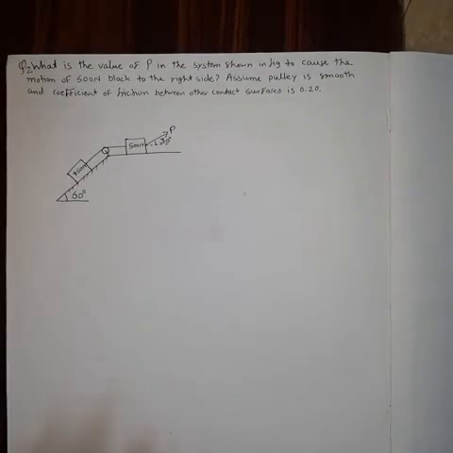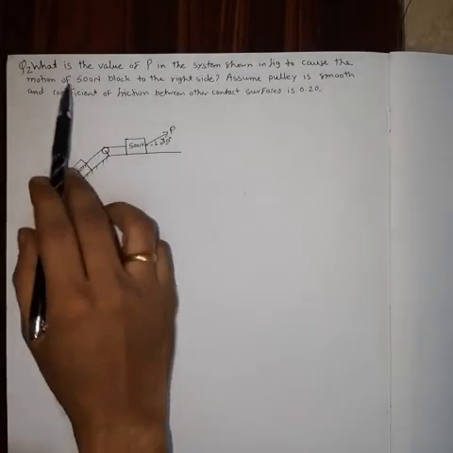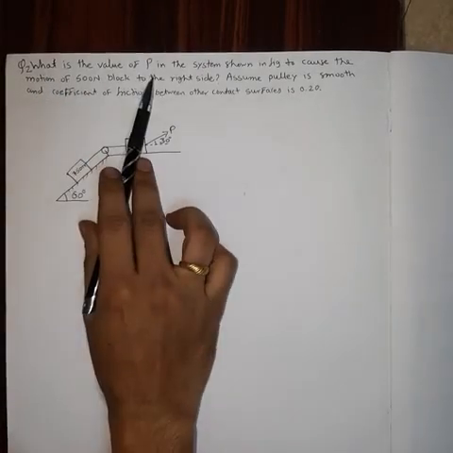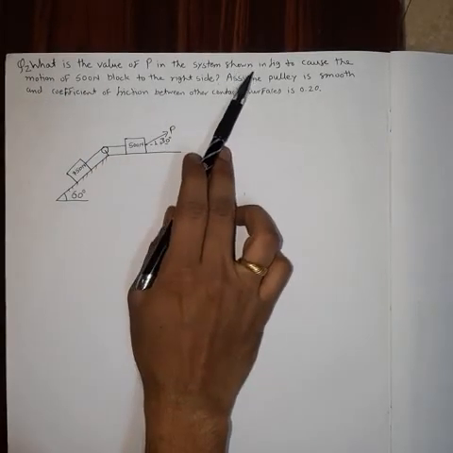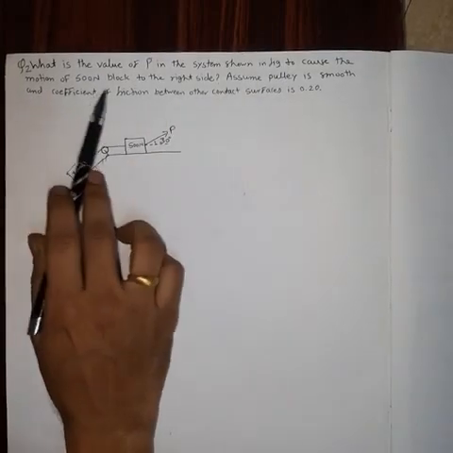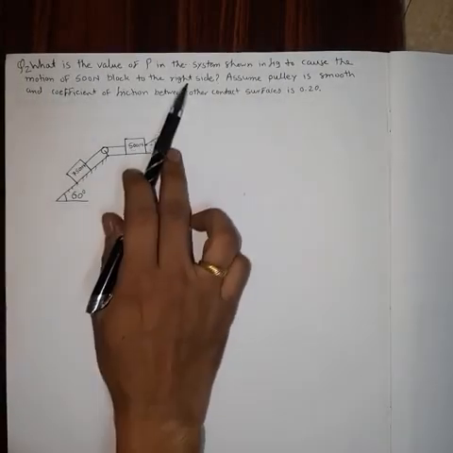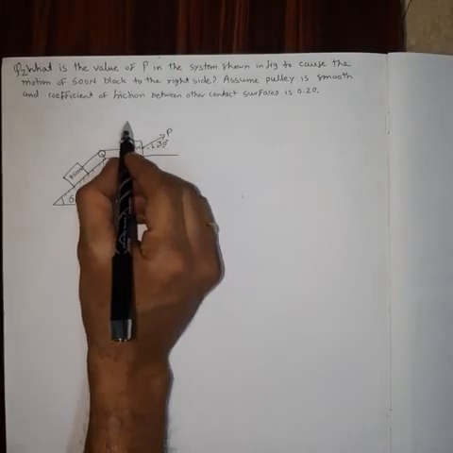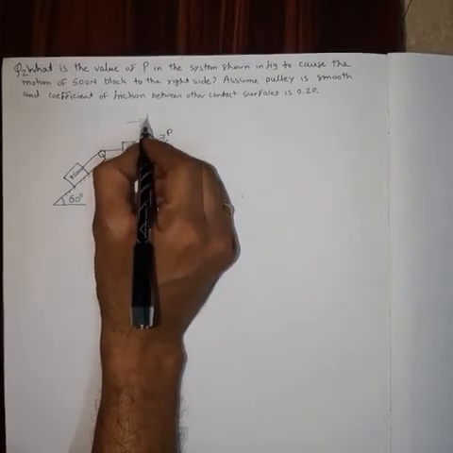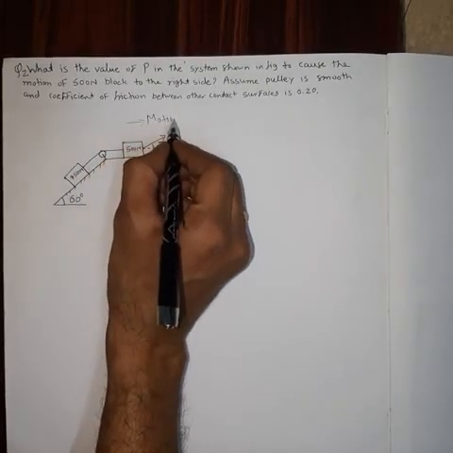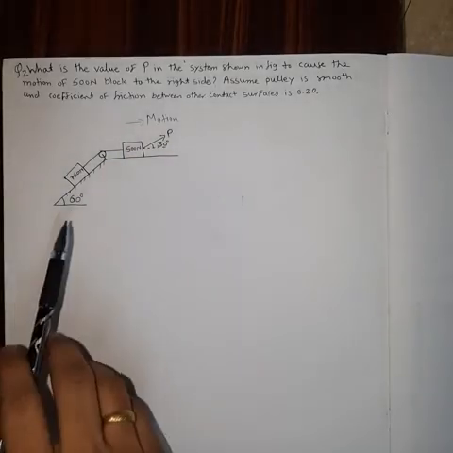Okay, we'll solve this numerical. I read the question: what is the value of force P in the system shown in the figure to cause the motion of the 500 Newton block to the right side? So the direction of motion will be towards the right side. This is the direction of motion.